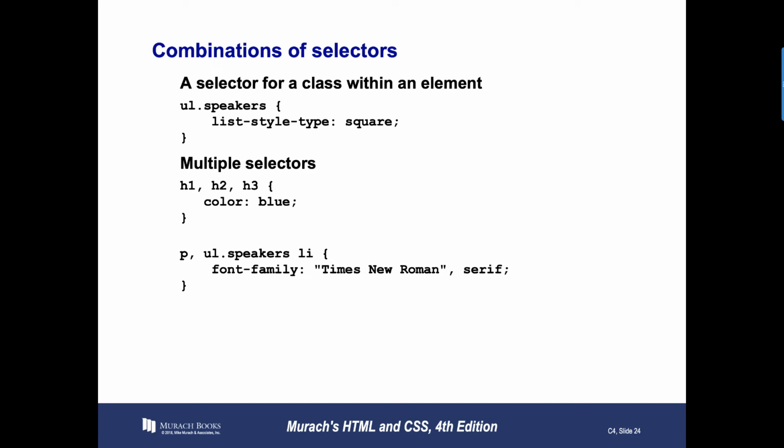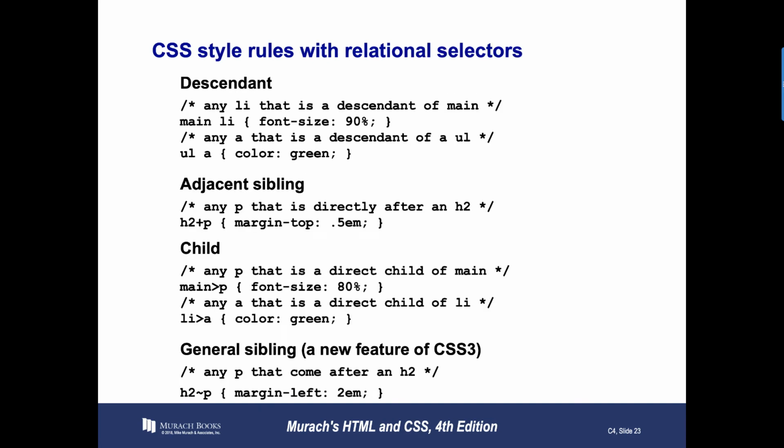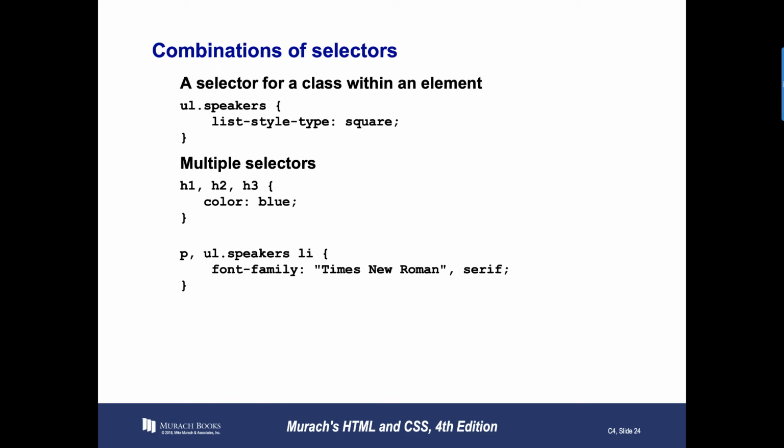Now, the next one says any paragraph and any UL that has the class of speakers. Actually, I'm going to rewind for a second. I'm going to go right to left. Any list item, okay, that, let's go back to our words here. Any list item that is a descendant of an unordered list that has the class of speakers, and any paragraphs will get their font family set, and there's the quotes around the multi-word Times New Roman or serif.